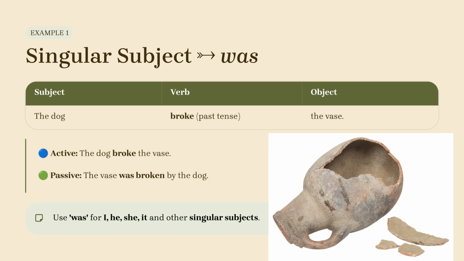Here is example 1, showing a singular subject with was. In the active sentence, we have the dog broke the vase. Here, the dog is the subject, broke is the past tense verb, and the vase is the object. When we turn this into the passive voice, it becomes the vase was broken by the dog. Always use was for I, he, she, it, and other singular subjects.